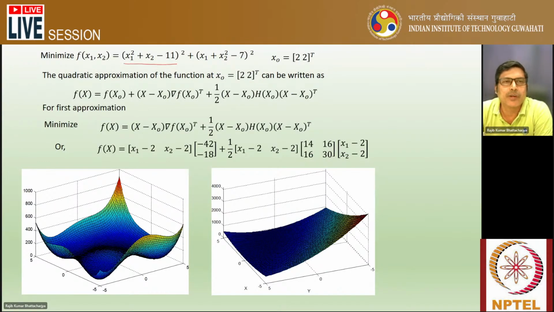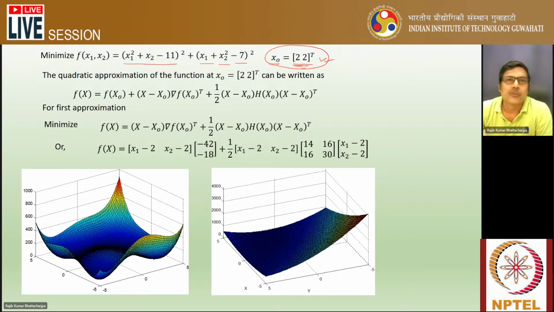The problem is (x1² + x2 - 11)² + (x1 + x2² - 7)², and the starting point is (2, 2). Again, I would like to state that this starting point is user defined. That means I have defined it here. In your case, you have to define this starting point, and in the exam this starting point will be given to you. But when you are solving your own problem, you have to define the starting point.